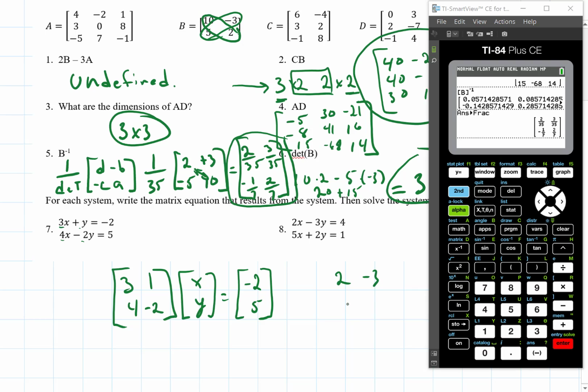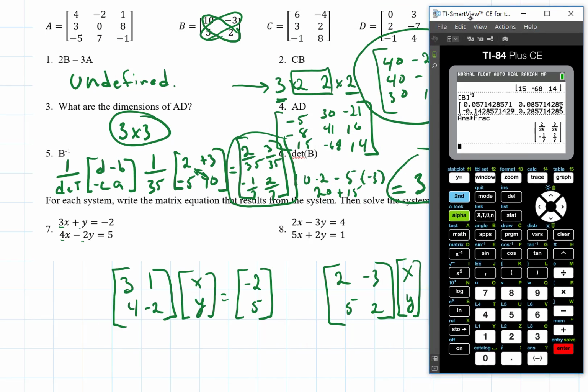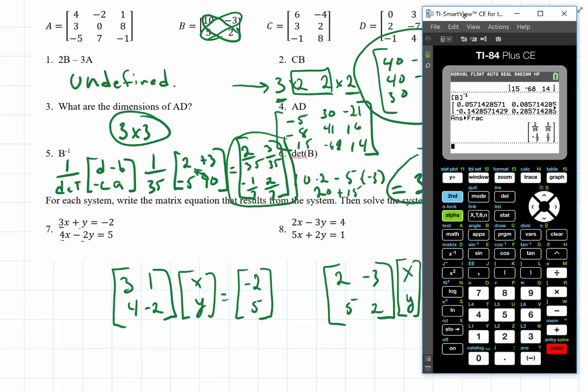2, -3, 5, 2 times xy equals 4, 1. And you would find that if you multiplied this times the inverse of this, on this side you would get the identity matrix 0, 1, 1, 0. On this side, you would get the actual solution. But in the calculator, much, much easier. And we're letting you use the calculator for these, so let's do it the easy way.